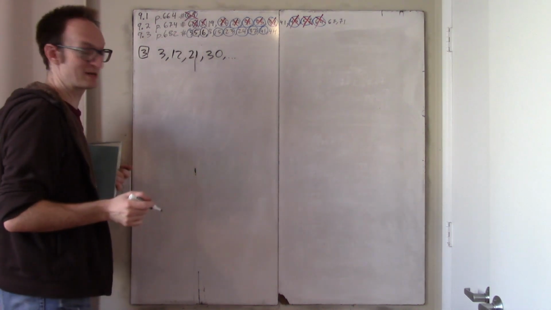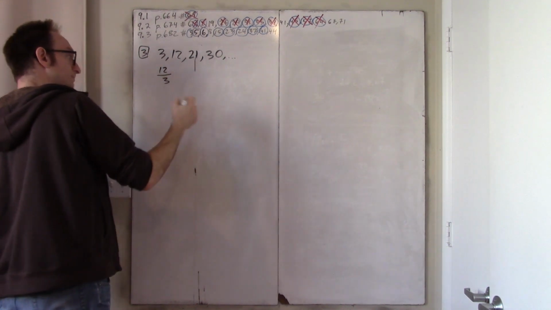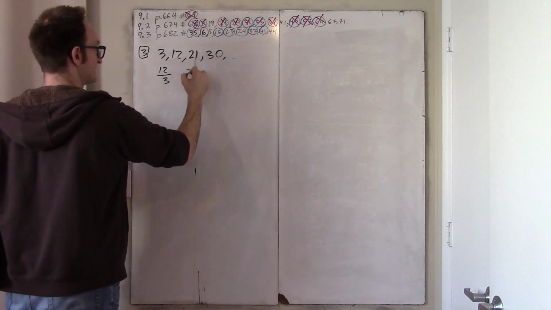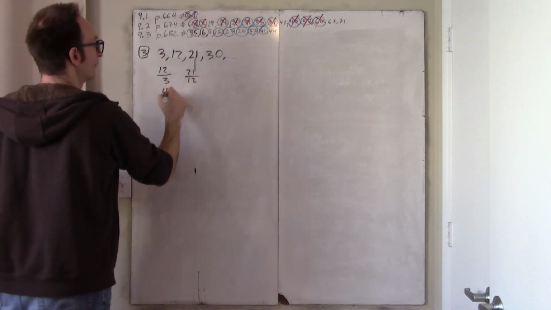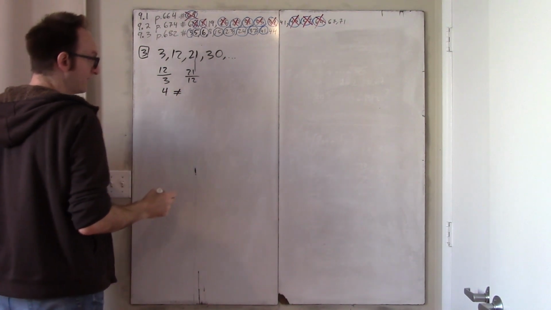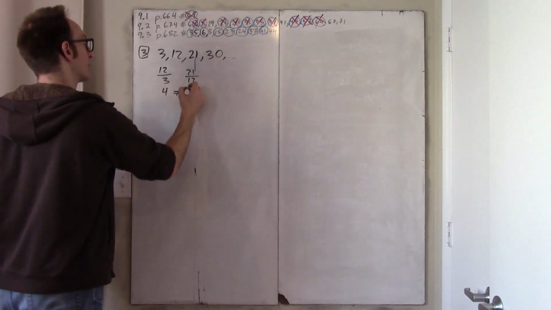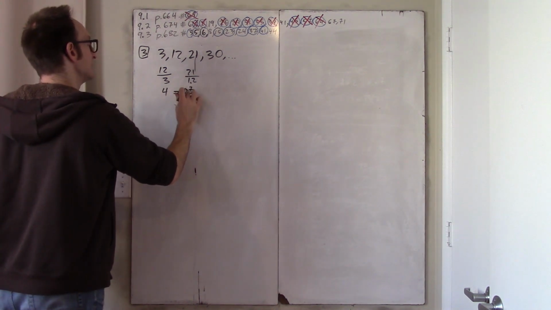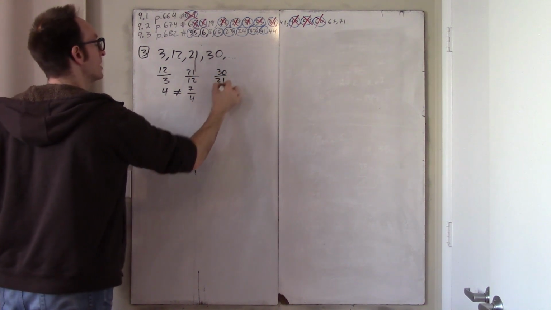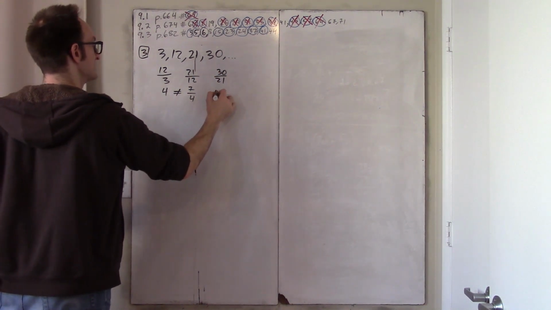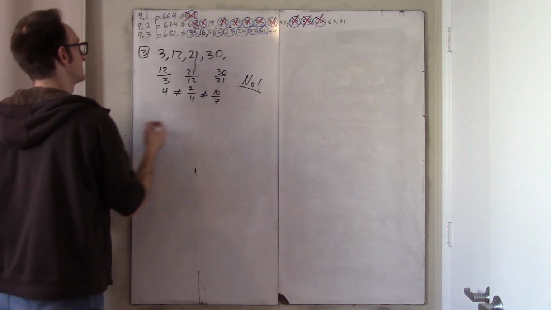What does it mean to be a geometric sequence? Well, the ratio between a term and the previous term has to be the same. But the ratio between 12 and 3, also known as 4, is definitely not equal to this ratio, which is 7/4. And 30/21 is the ratio 10/7. So these numbers are all not equal to each other, and so this is no.